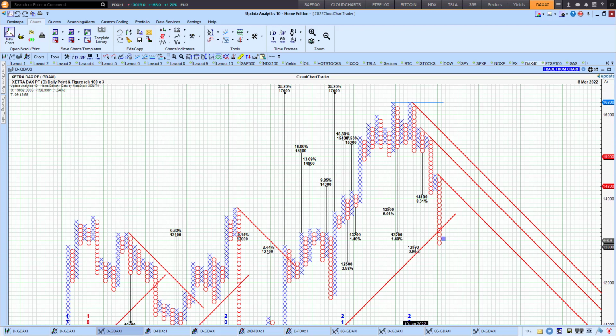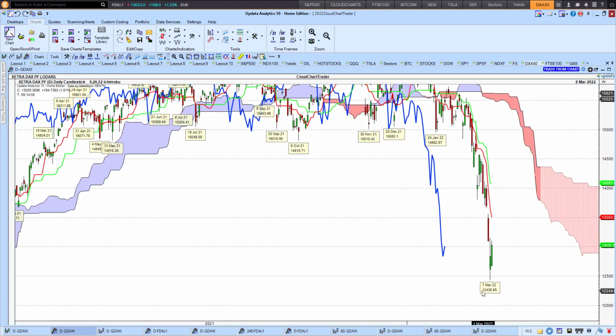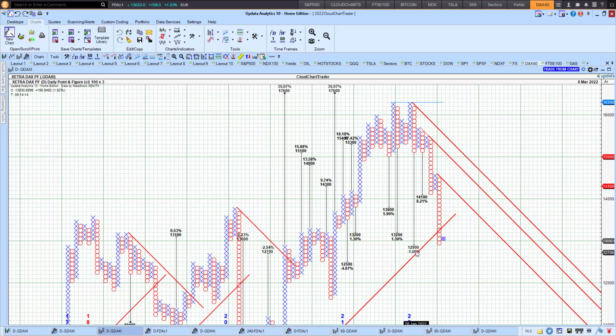I've got the 100 by 3 point-and-figure chart here. It met the 12,900 downside target. Actually, it did meet intraday the 12,500 downside target. The ultimate low was 12,438, and then it rebounded from that level. So far so good. Nice little rebound there.